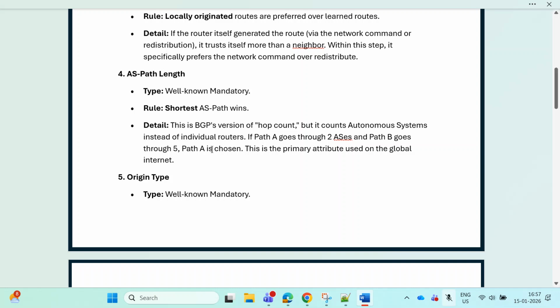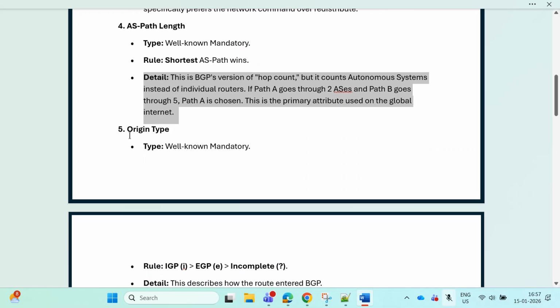So when traffic comes from the neighbor, it will get confused and not follow that path. That is what we can use for the manipulation of incoming traffic. So that is very important, right?